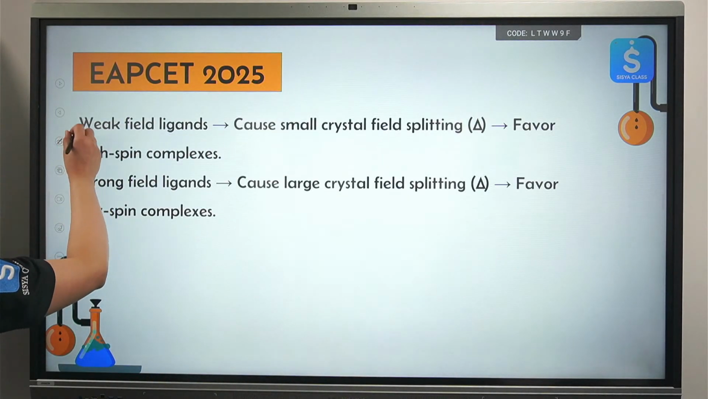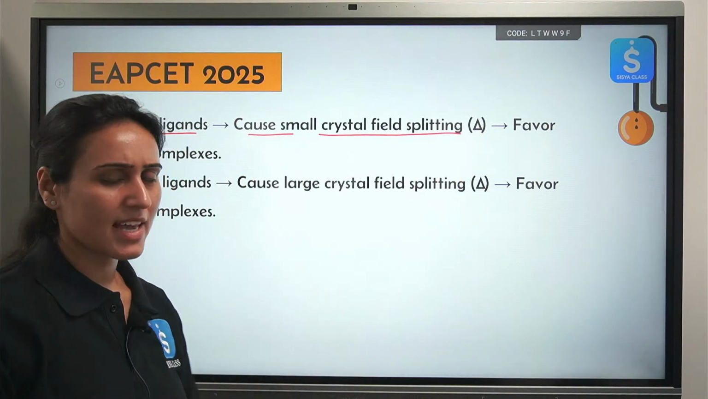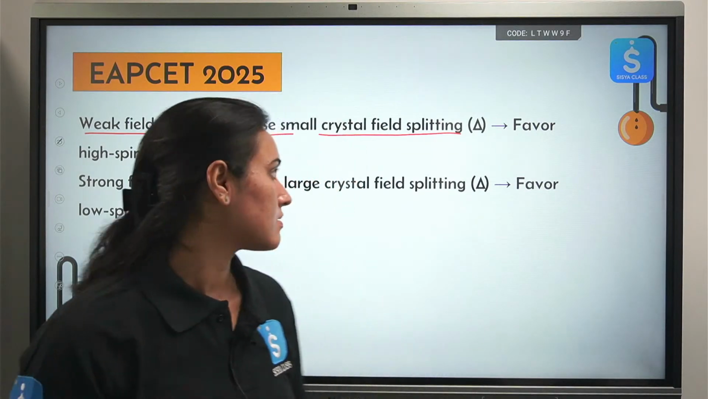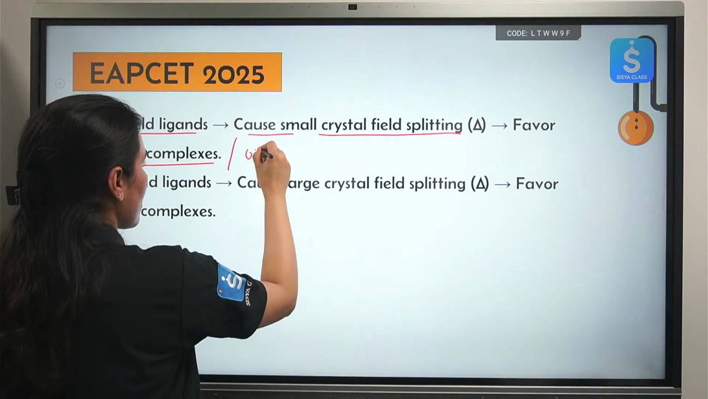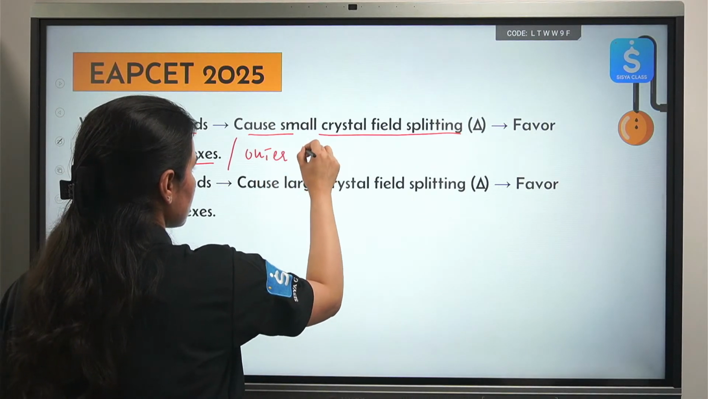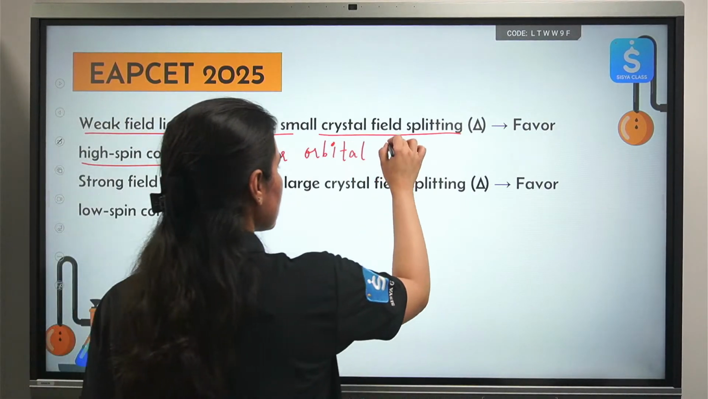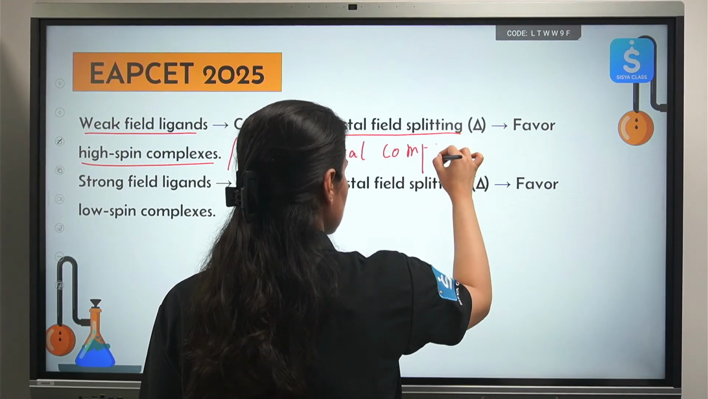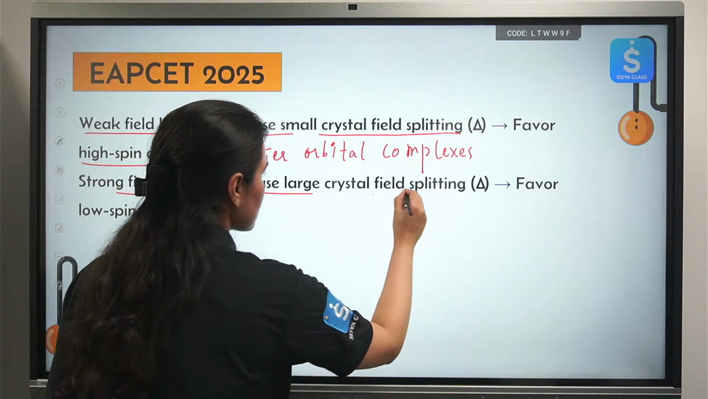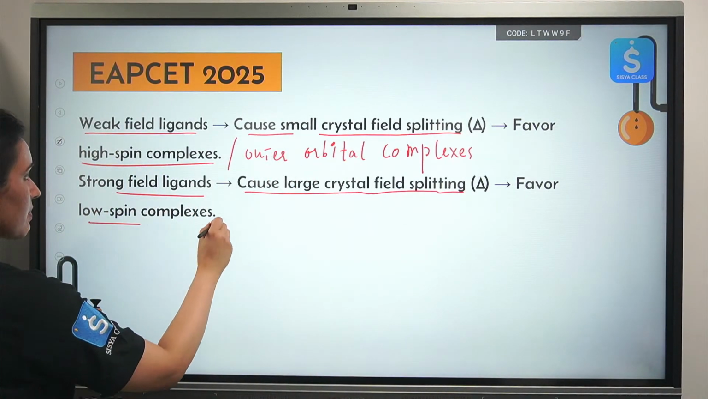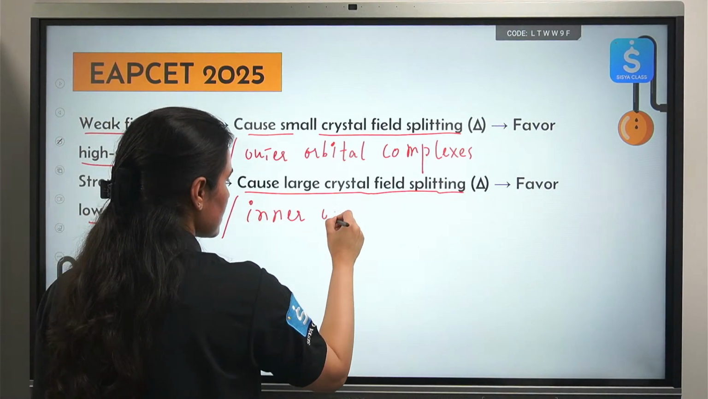So the same thing we have written here, that your weak field ligands will cause small crystal field splitting, as I have already told you, and they will favor high spin complexes or outer orbital complexes. High spin complexes are also known as outer orbital complexes. And your strong field ligands will cause large crystal field splitting and they will favor low spin complexes or inner orbital complexes.